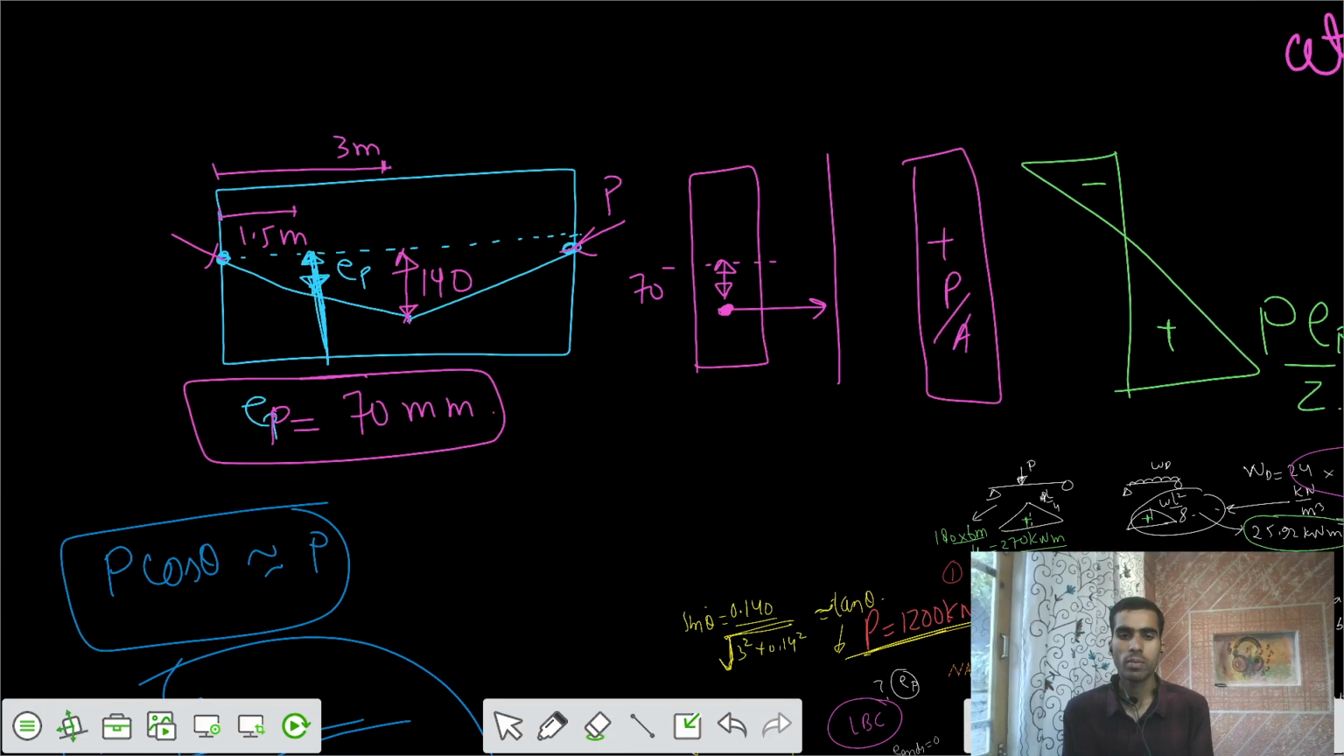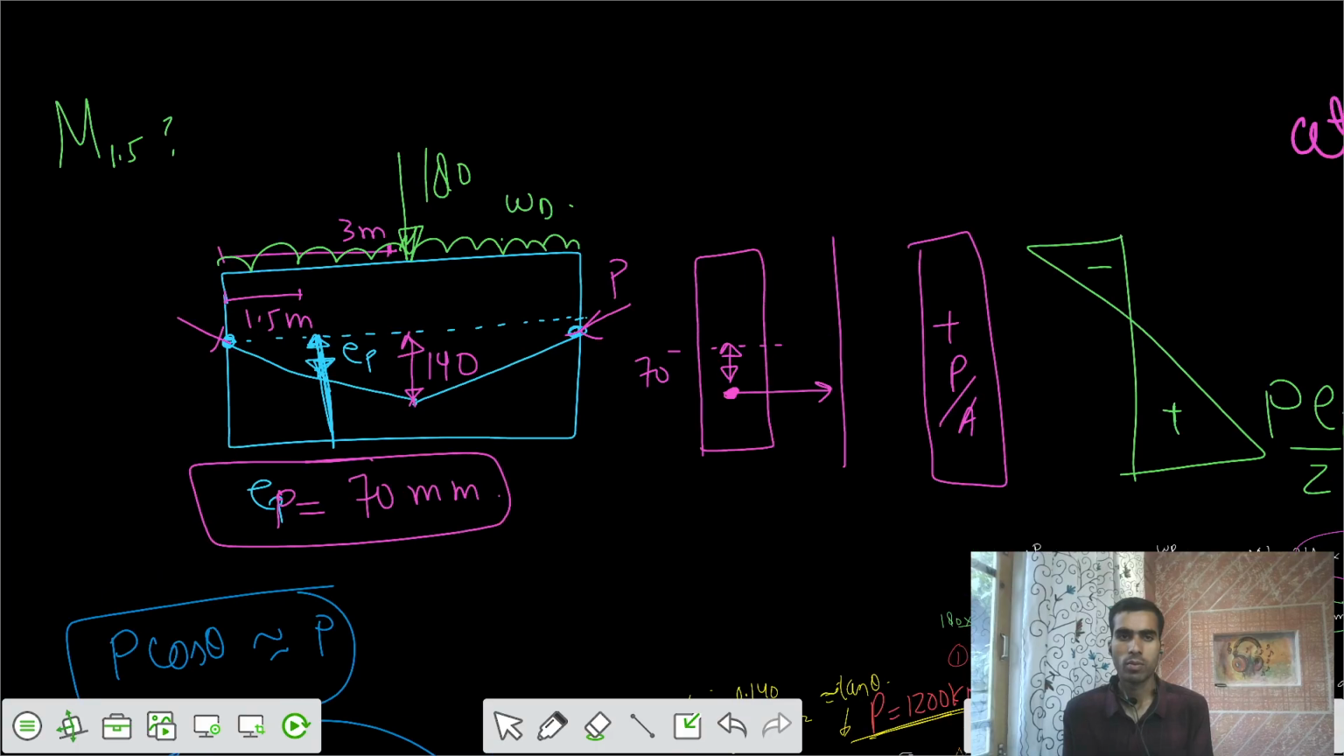We are also having some external loads. One of the loads is equal to 180 kilonewton, and there is some dead load also associated with that, w_D. So we need to calculate the moment at that quarter span, that's at 1.5 meters. We need to calculate that moment. So let's solve that moment here.